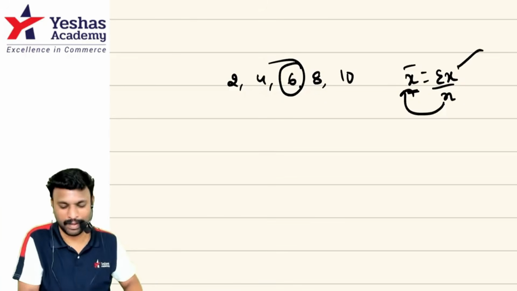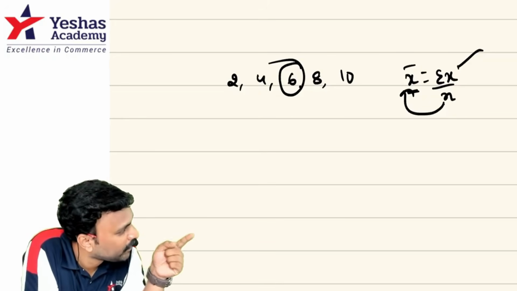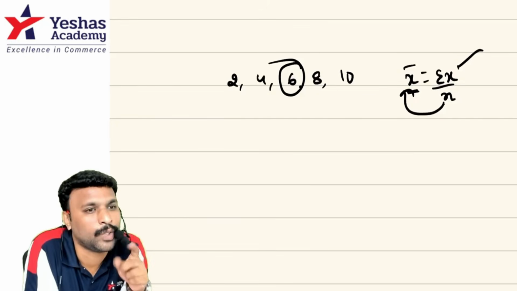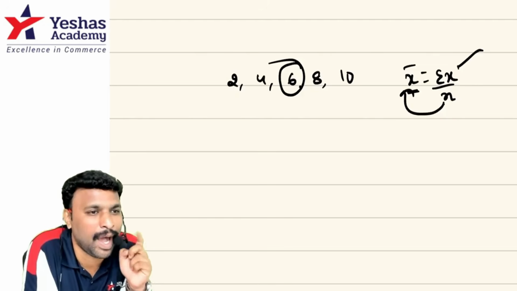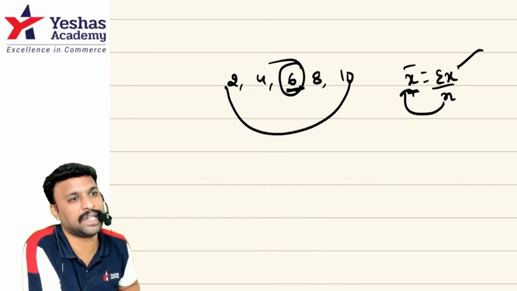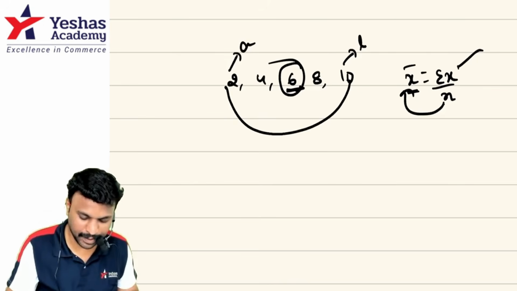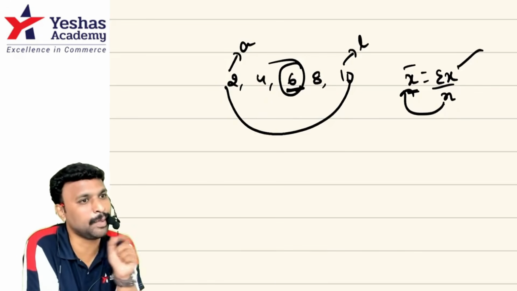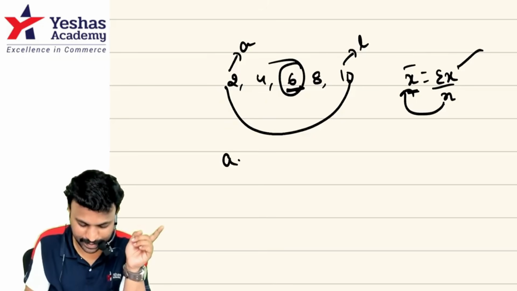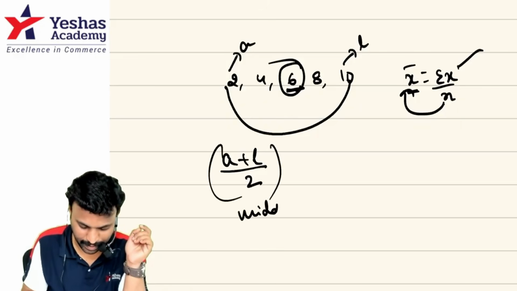Since it is an AP, I know the middle term. If I multiply the middle term with the total number of terms, don't I get the sum? So I'm looking at the sum of n terms of an AP. How do I get the middle term? It's the average of the extreme terms. Yes or no? What's the first term? a. What is the last term? L. So how do I get the middle term using a and L? a plus L divided by 2. This is the middle term.